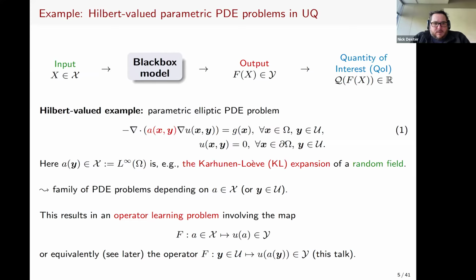The typical Hilbert-valued example is you take a parametric elliptic PDE problem and you introduce this parameter vector y. So a of x,y is a random field. You might consider, for example, the KL expansion of the random field. This leads, of course, then to a family of PDE problems depending on a and x, or the parameter vector y, and u. In other words, this results in an operator learning problem involving the map F taking a of x,y to u of a and y.